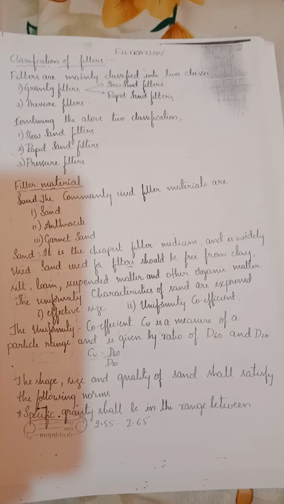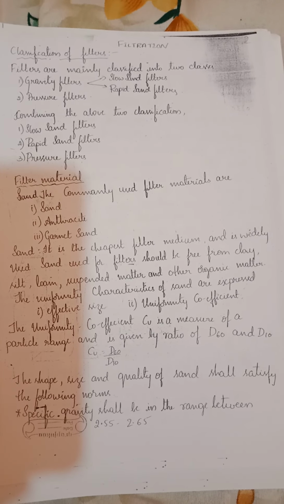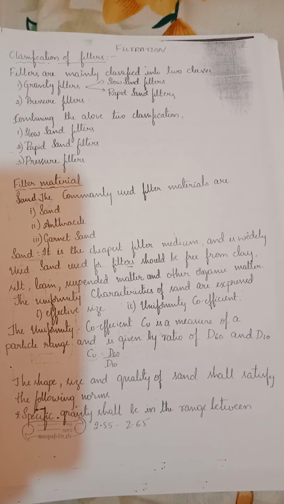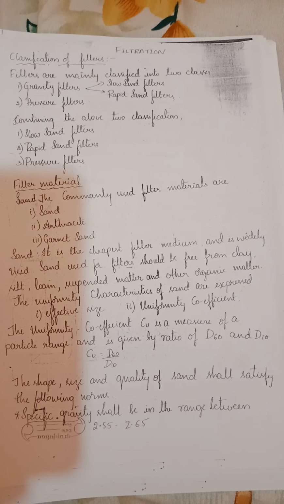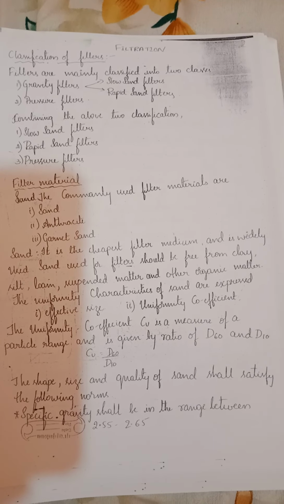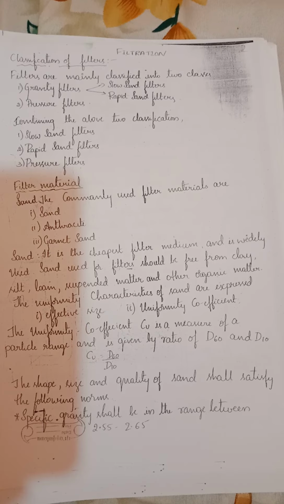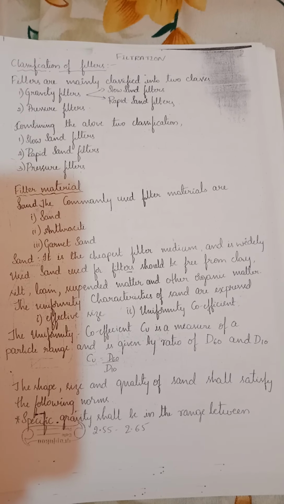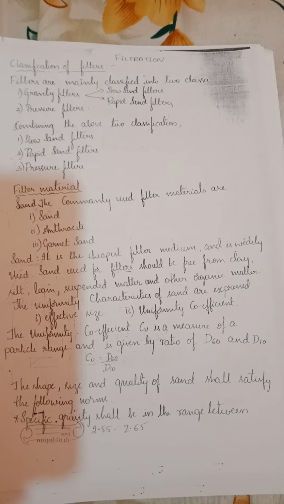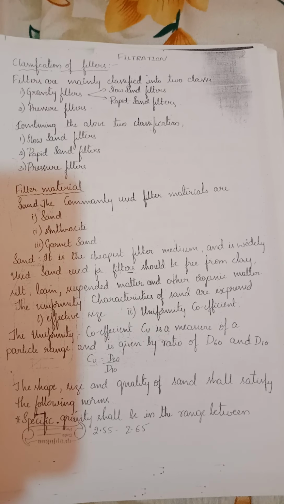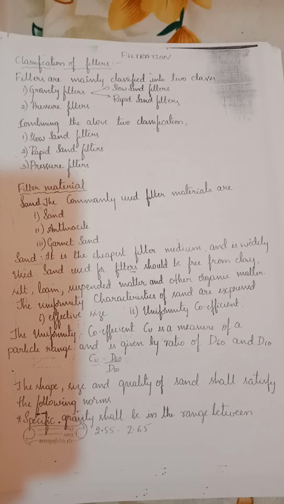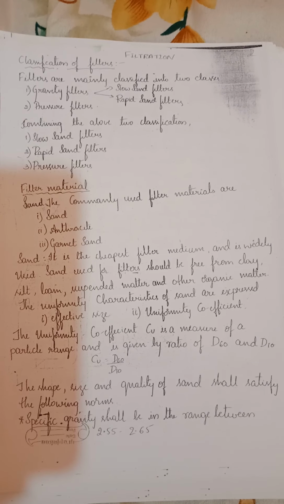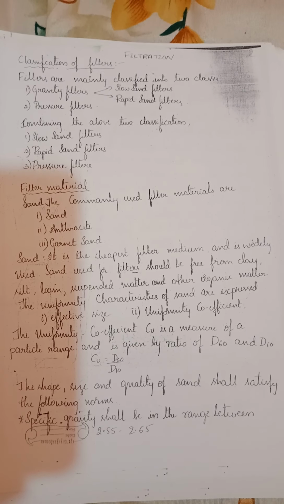Sand is the cheapest filter medium and it is widely used for the filtration process. It should be free from clay, because if there is a presence of clay in the sand, the water becomes turbid. So the sand should be free from clay, suspended particles and organic matter.